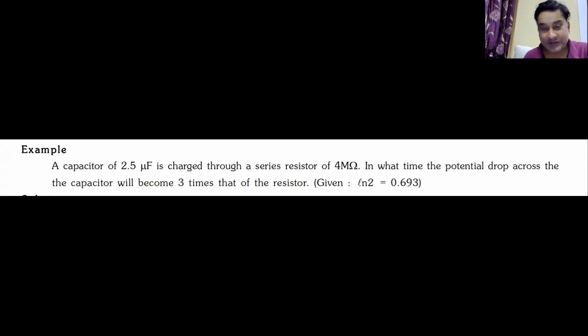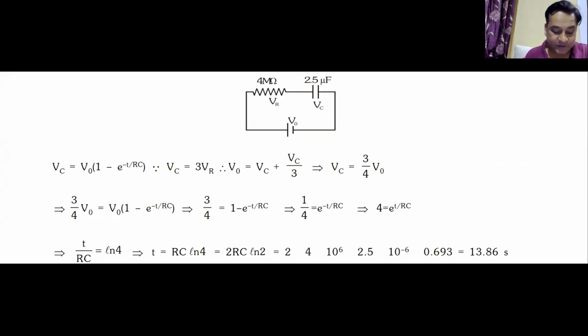Well done. The answer is indeed 13.8. Well done. How did you do it? I'm very happy to do this. Tau is equal to RC and then I find out the e value. Then the question given, VC is equal to 3VR. Okay, so you did it by the right way.